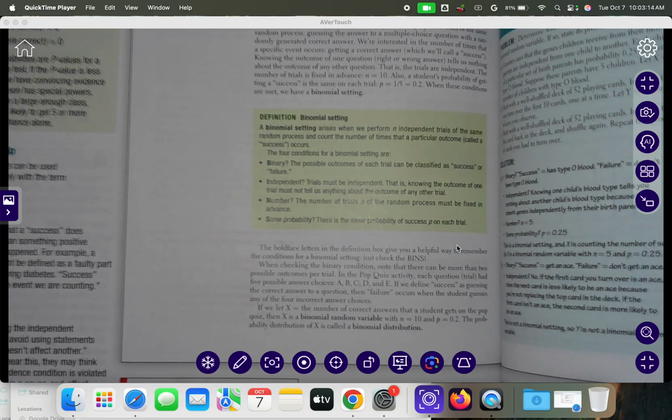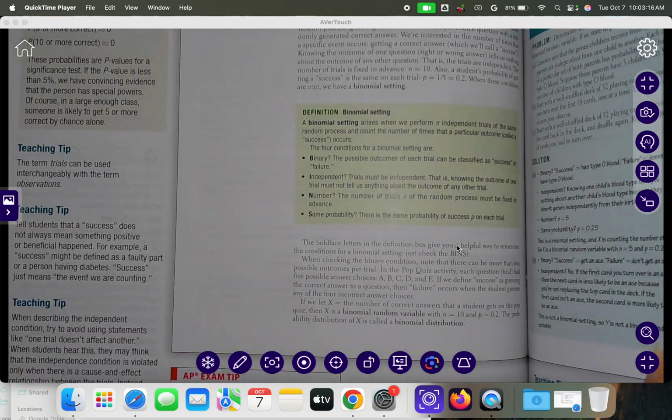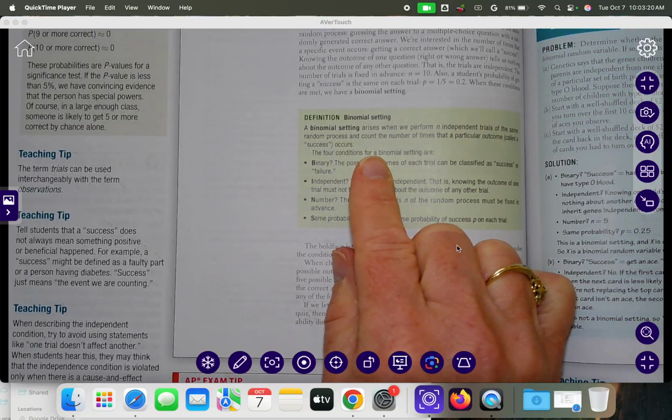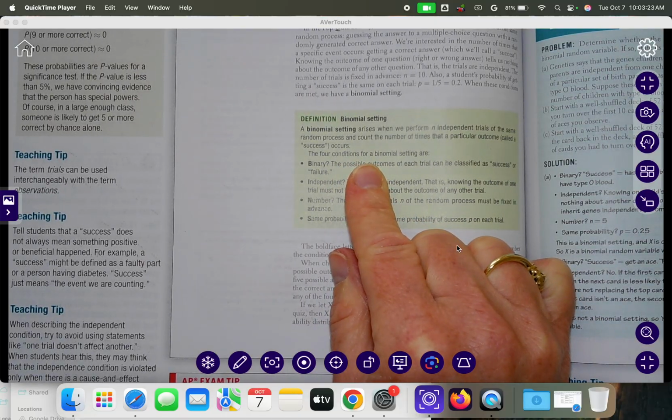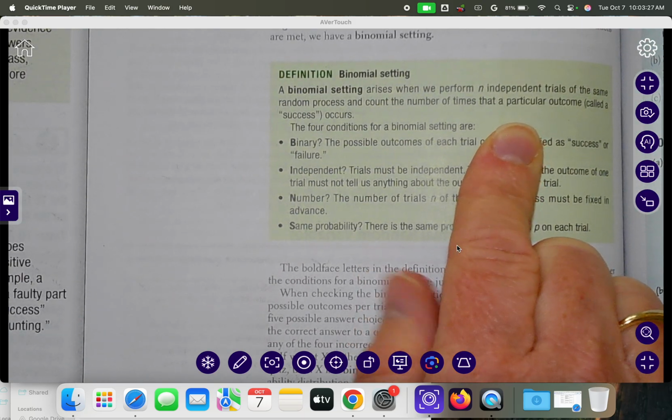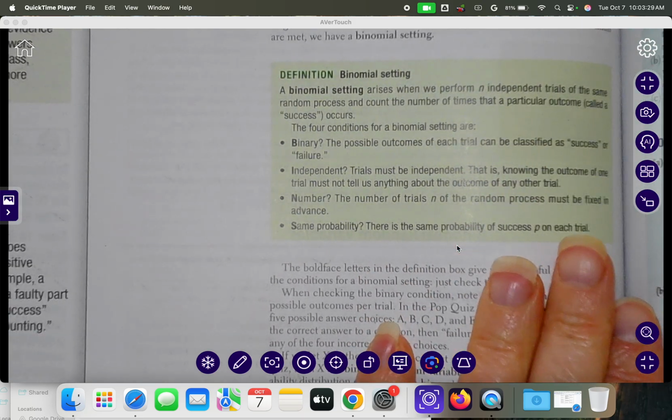So a binomial setting, basically it's binomial if it meets this Venn requirement here. So with this Venn, it says a binomial setting arises when we perform n independent trials of the same random process and count the number of times a particular outcome called a success occurs.